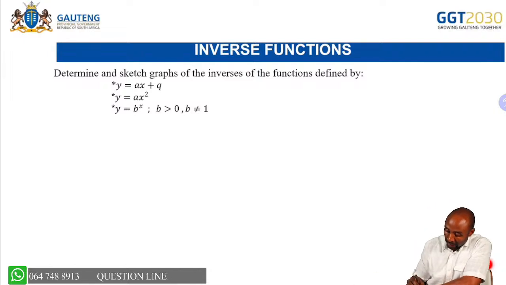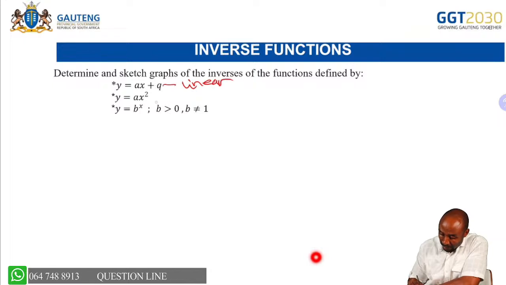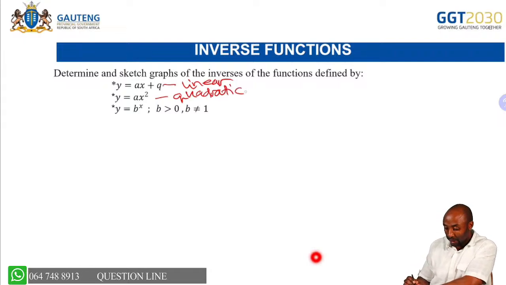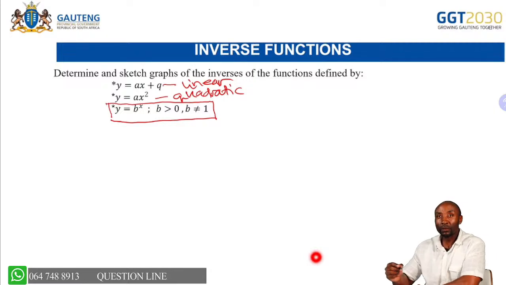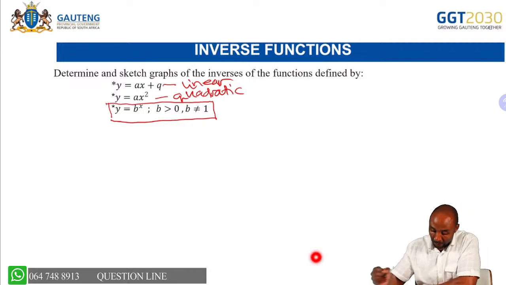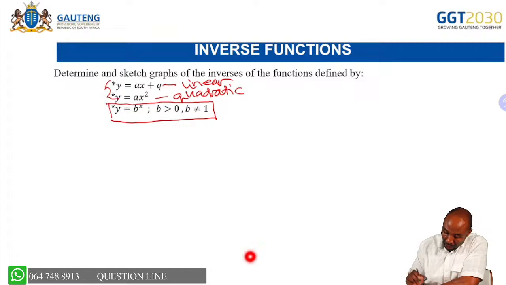The first one, it's going to be our linear function. The second one is going to be our quadratic function. You can see now that we are not going to be looking at the complicated quadratic function. It's just ax squared. And then the exponential function, we are not going to deal with it this week, but we will deal with it next week. So for today, it's these two.